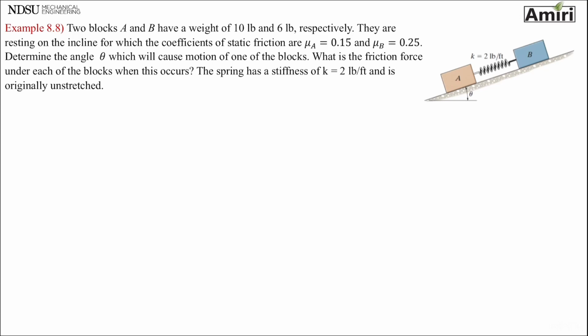Okay, let's see. Two blocks A and B have a weight of 10 pounds and 6 pounds respectively. They are resting on the incline for which the coefficients of static friction are this much and this much. Find the angle theta which will cause motion of one of the blocks. What is the friction force under each block when this occurs? Okay, it doesn't say which block, but we're going to increase theta until one of them slips.